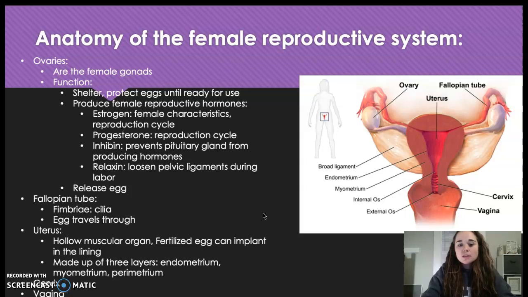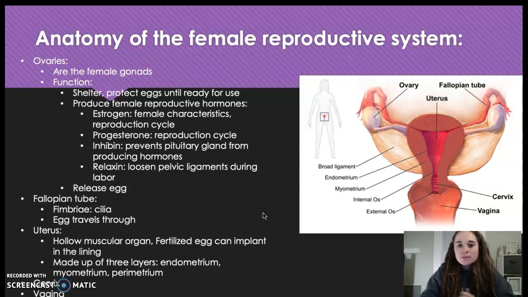Progesterone is part of the reproductive cycle as well. We'll talk about that a little bit later. Inhibin prevents the pituitary gland from producing hormones. And then relaxin is used to loosen pelvic ligaments during labor. The last function of the ovaries is to release the egg once a month.